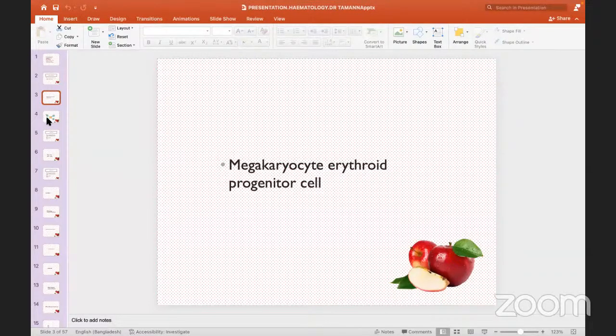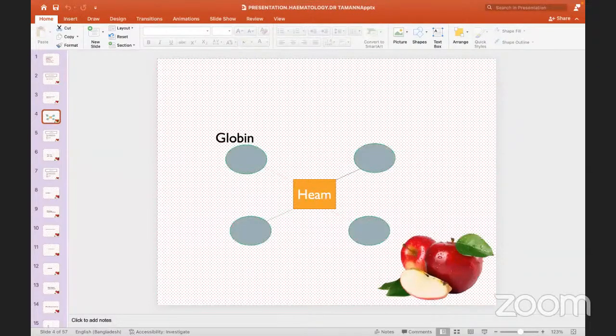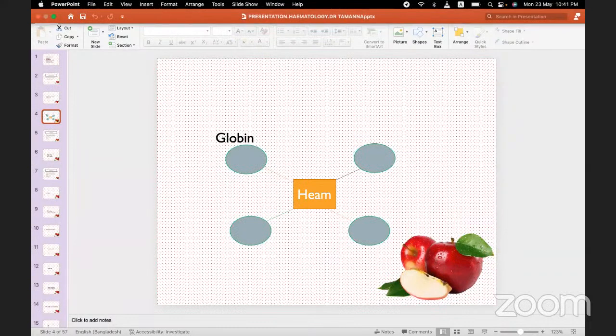Now let us make this session more interactive. We know that inside our RBC there is hemoglobin. This is very basic. I know most of the things you know, but this is a recap.